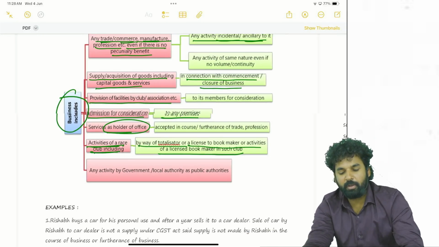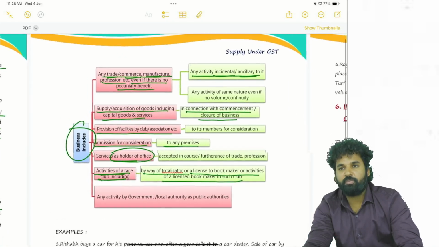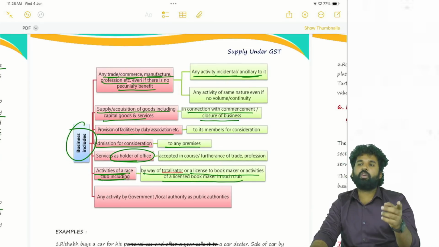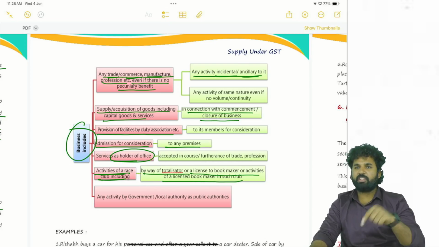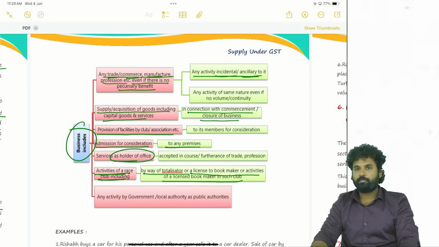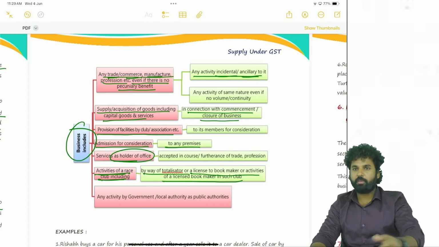So whatever it may be, everything comes under the definition of business. Whenever it comes under the definition of business, at a later point of time we have to decide whether it is a supply transaction or not. Whether the remaining elements are there means it is a supply. If the remaining elements are absent, it is not a supply. Consideration is absent, it is not a supply. It is not a good or a service, it is not a supply. Or else it may be a supply.